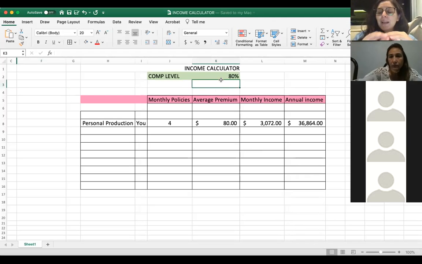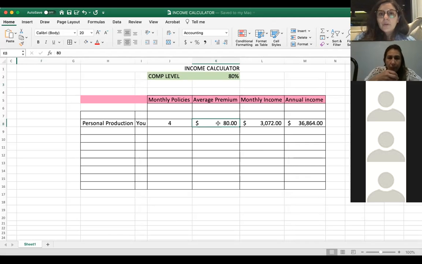So for example, let's say you only do plain term and you're protecting mortgages. An average monthly premium for a 55 or 60-year-old term policy is around $80. I mean, it's an average. It doesn't mean that it's always like this, right? So that's an average premium amount. If you're at an 80% comp level with this carrier that you're writing, and you're writing 4 policies a month, and the average policy is $80 a month, that's a monthly income for 4 policies of $3,072, which is a yearly additional income of $36,864.